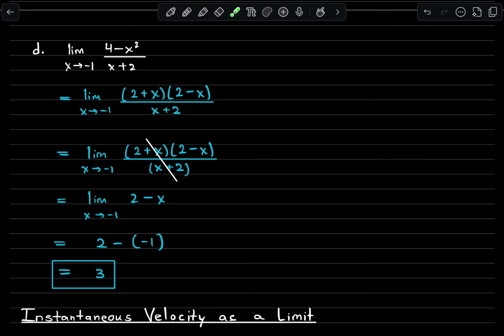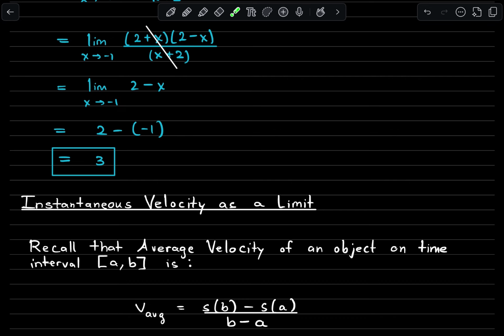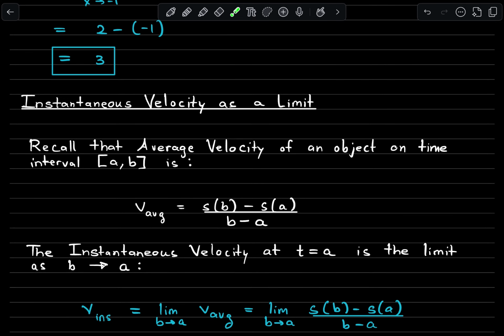So those are examples. Now let's talk about instantaneous velocity as a limit. Recall that the average velocity of an object on a time interval from A to B was given by this formula: S of B minus S of A over B minus A, S being that position function. The instantaneous velocity at t equals A is the limit as B approaches A of the average velocity formula, and then you can go ahead and plug that in.